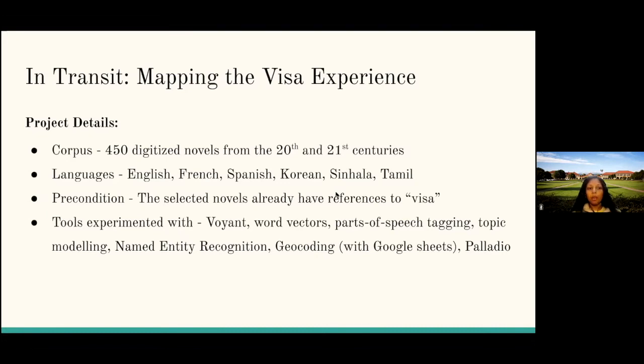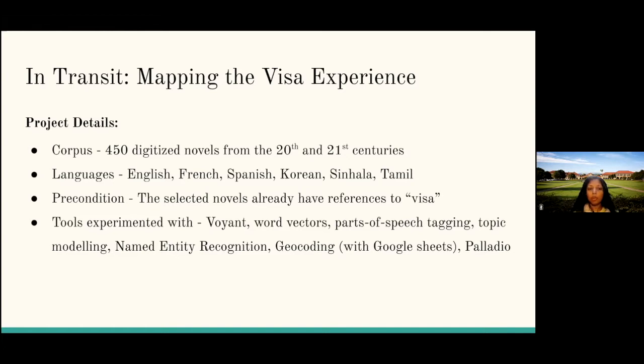So what are the project details? I want to just go through what I have been doing. This corpus consisted of 450, well, it kind of increased after this, but the base number of texts were 450 digitized novels from the 20th and the 21st centuries.